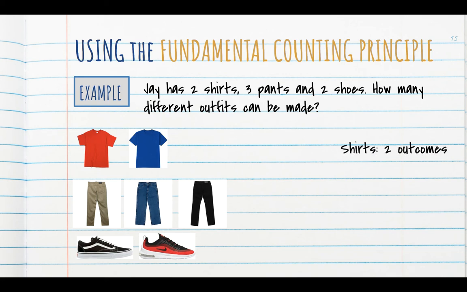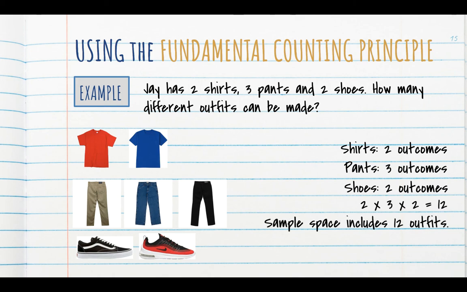So he has 2 options or 2 outcomes for shirts, the red one, the blue one. He has 3 outcomes or options for pants, the khakis, the jeans, and the black pants. He has 2 options for his shoes, either the black Vans or his red Nikes. If I use the fundamental counting principle, I multiply these together, 2 times 3 times 2, and that gives us 12 different outfits. So our sample space is 12.